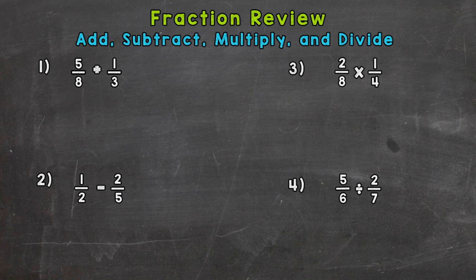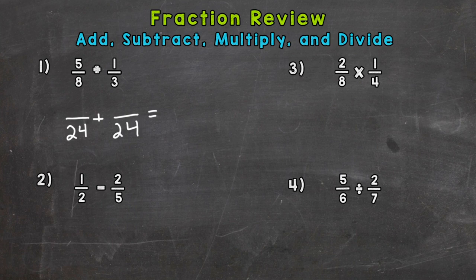5/8 plus 1/3. Now with adding fractions, we cannot just start adding straight across. We need to make sure we have a common denominator first. So our denominators are an 8 and a 3. So the common denominator for fractions will be whatever the least common multiple is. And the least common multiple for 8 and 3 is 24. So I'm going to rewrite these fractions below with a denominator of 24.